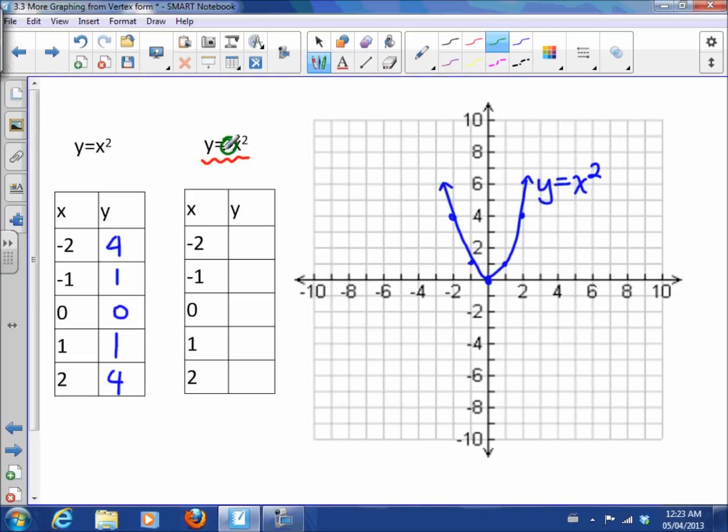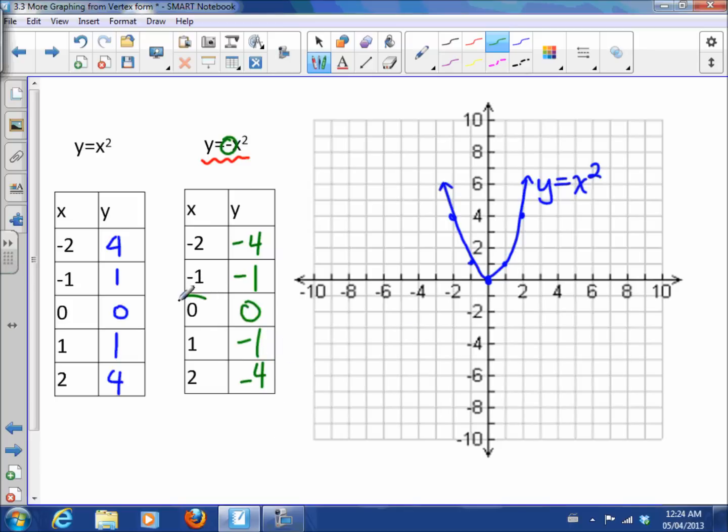Now, let's look at negative x squared. Well, negative 2 squared is positive 4, but then we have a negative in front of it. So that'll make it negative 4. Negative 1 squared is positive 1, but we put a negative in front of it. So negative 1. 0 squared is 0. Negative 0 is still 0. 1 squared is 1, but put a negative in front of it, makes it negative 1. And 2 squared is 4, put a negative in front of it, makes it negative 4.